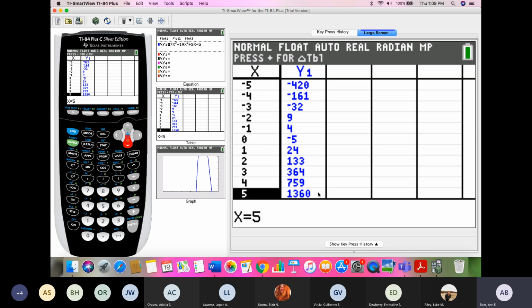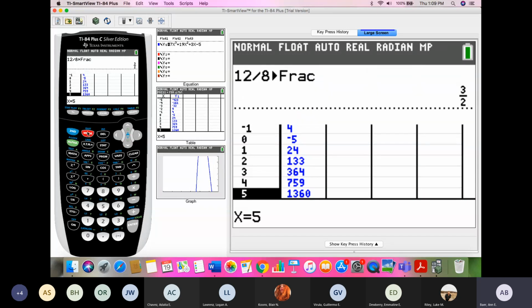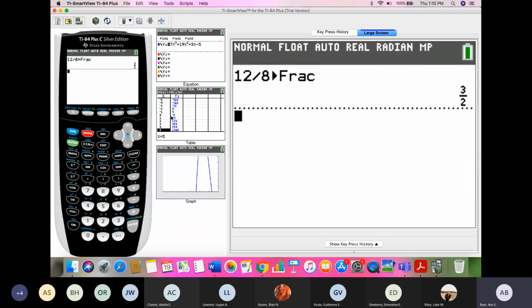So we need another way, and there is another way. So let me show that to you now. I've got to get back to the home screen. So that is a second mode. And let me clear off this screen here too.